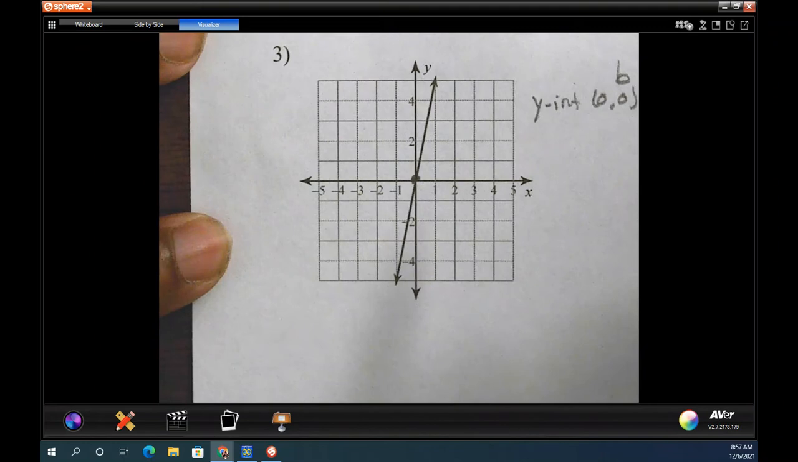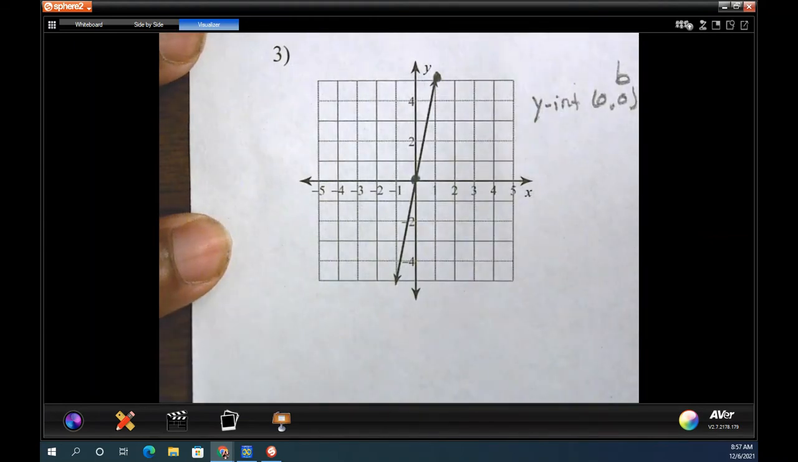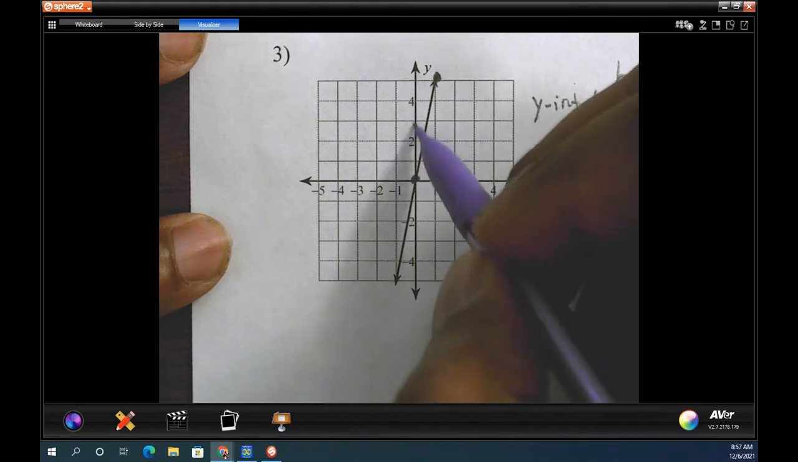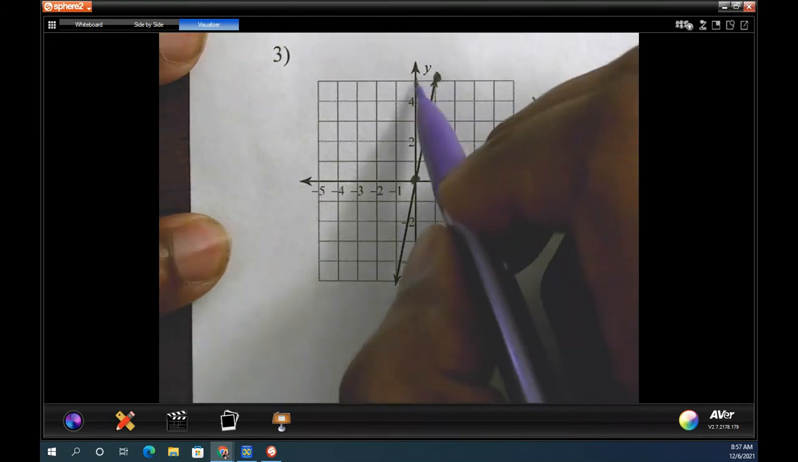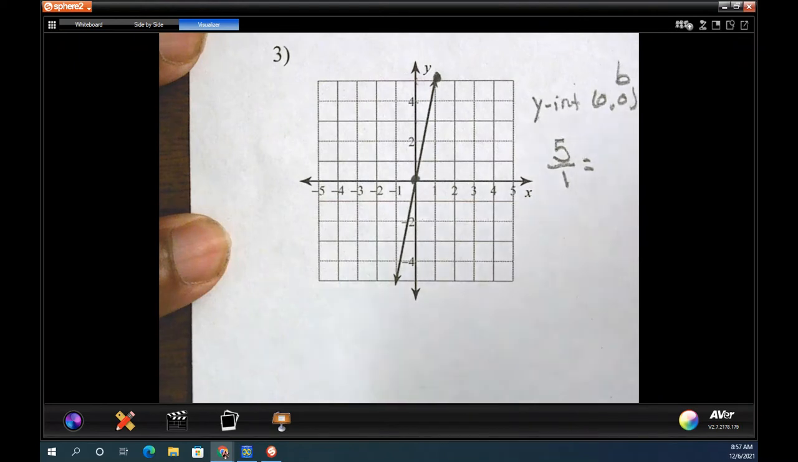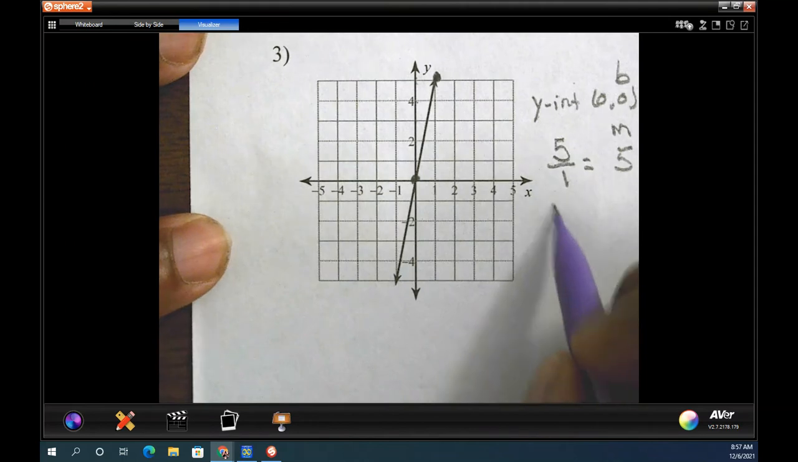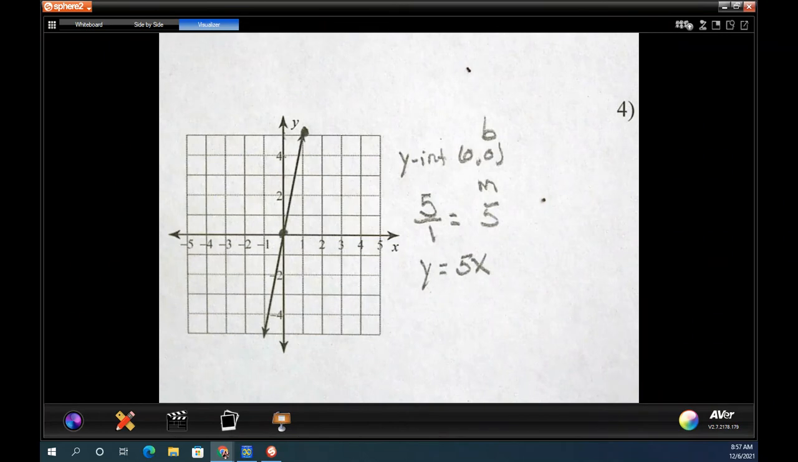Now, it goes through, let's call this point right here, all the way up there. So it goes up 1, 2, 3, 4, 5. So that's 5 over, goes to the right, 1. What's 5 over 1 equal to? 5. So there's our m. So your answer is y equals 5x. Any questions so far? Two pieces of information is all you need.